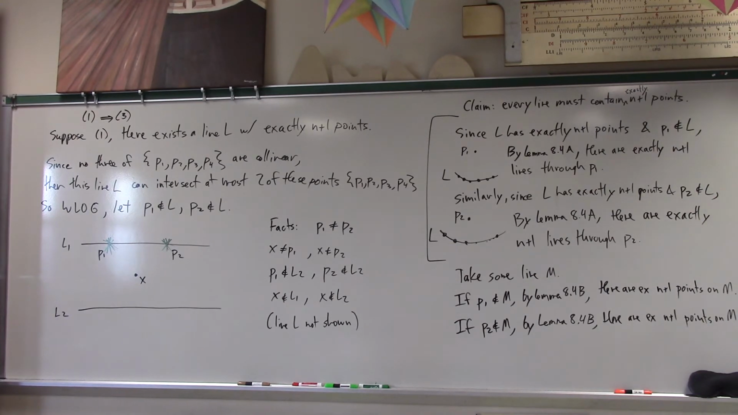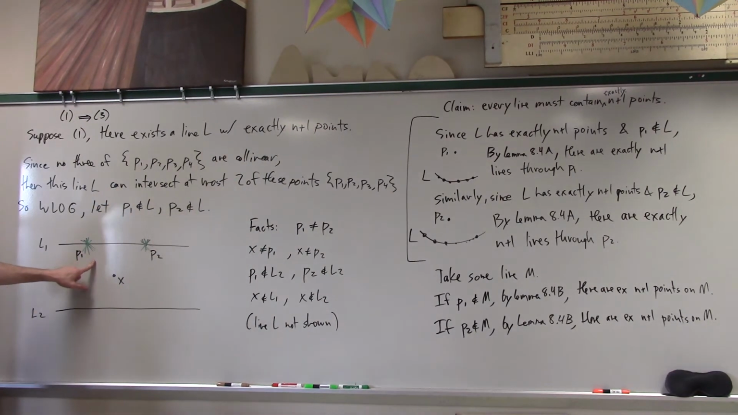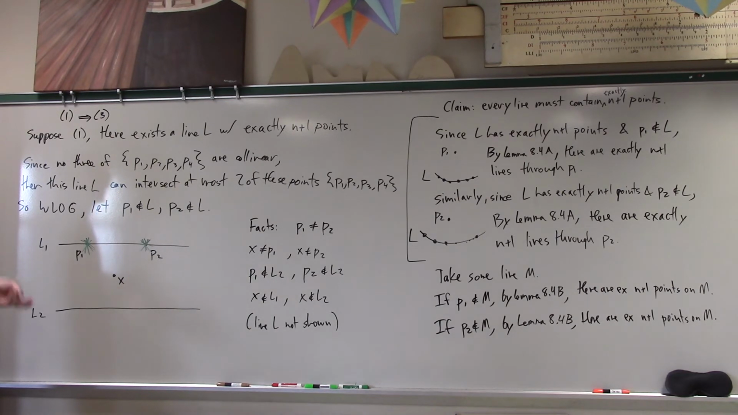We're trying to show that every line has n plus 1 points on it. We proved it for all the lines that don't go through P1. We proved it for all the lines that don't go through P2. So the only thing that doesn't fall into either of those categories is the line that does go through P1 and P2. In other words, L1.